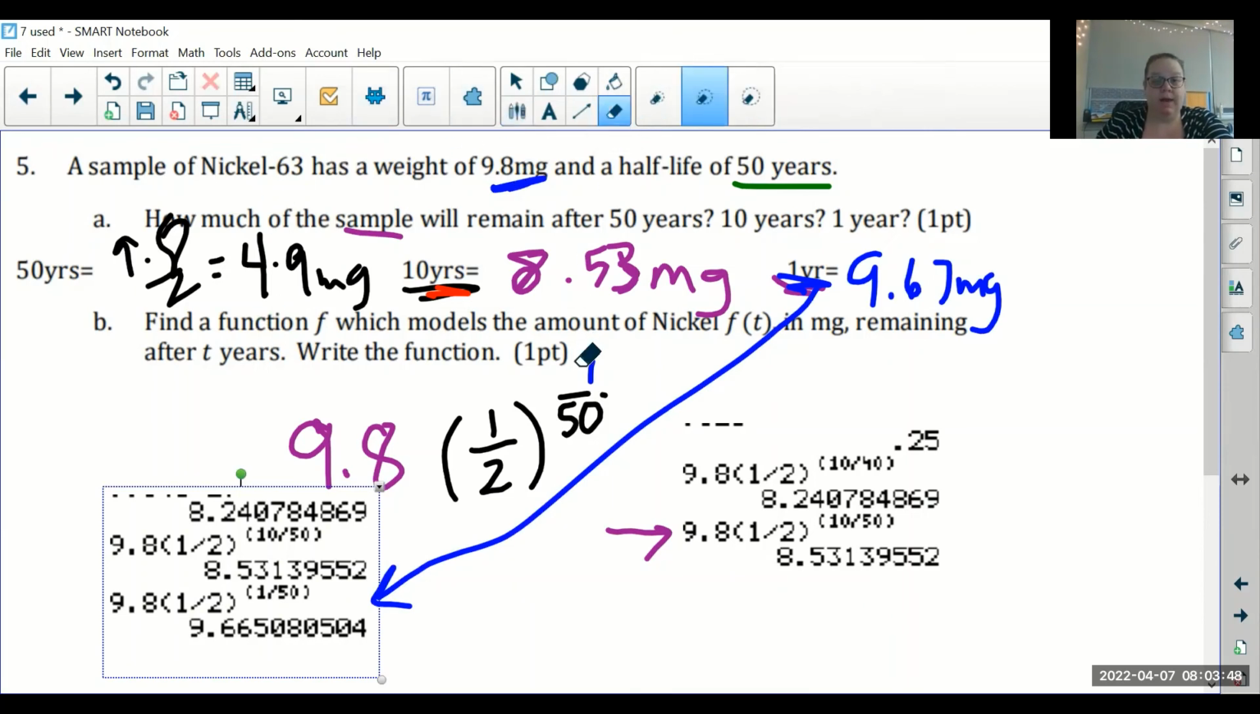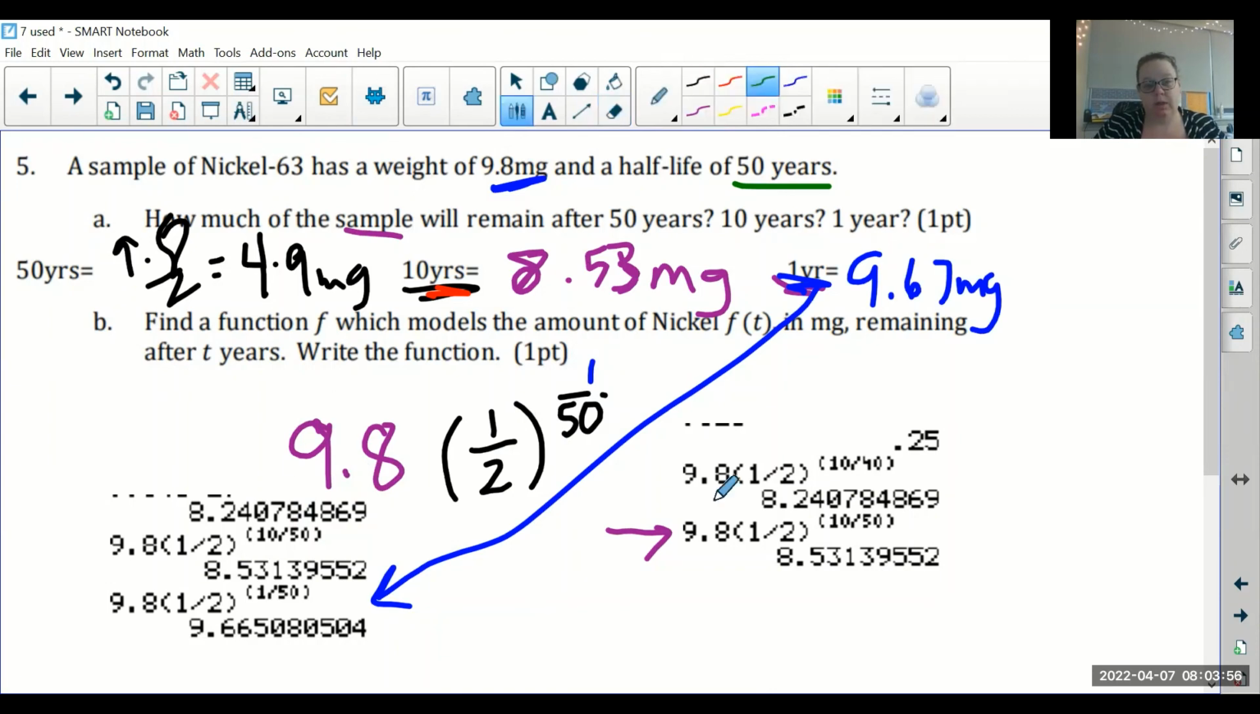Right, and then it says to find the model, the amount of nickel F of T remaining after T years. So this is perfect. We just wrote the equation down here in this box. So we're just going to change it to be F of T. Here, we have our initial amount, we have our rate. This, remember, was 1 out of the 50 years. So they're just asking us to use T, so that way I could say 8 years or I could say 12 years. You could just plug it in for T. You would just change this to a T. It would be T over 50.